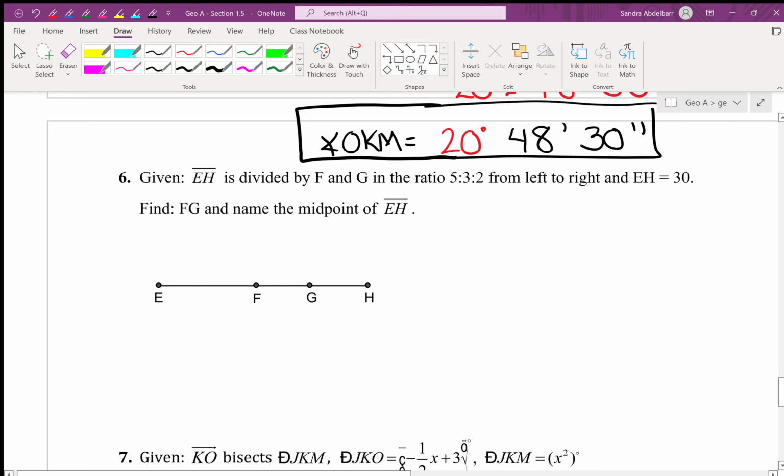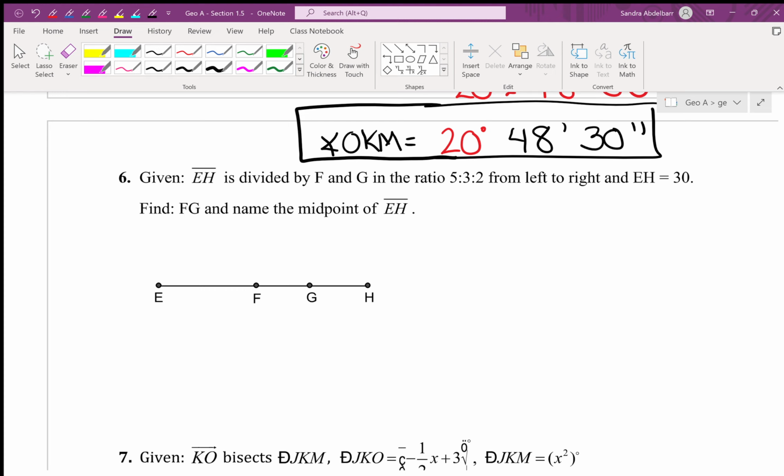Segment EH is divided by F and G in the ratio of 5 to 3 to 2. Right, so we are now dividing the segment. Are we trisecting the segment? No, I did not say the word trisect. I said we are dividing the segment into a ratio of 5 to 3 to 2.